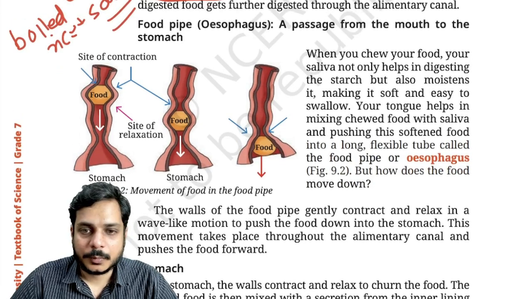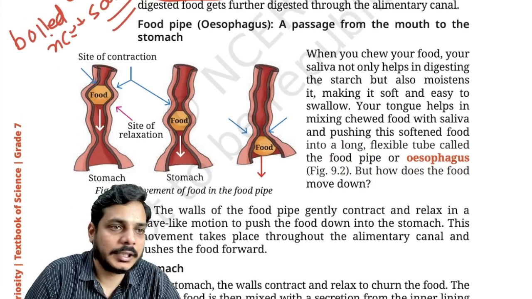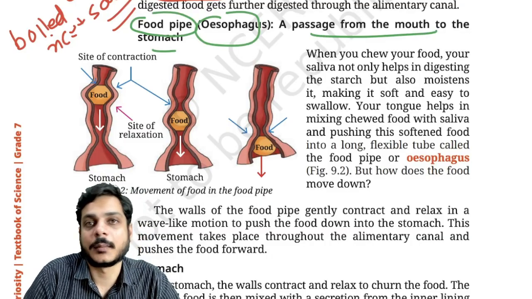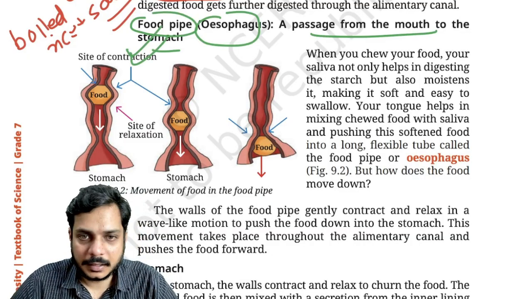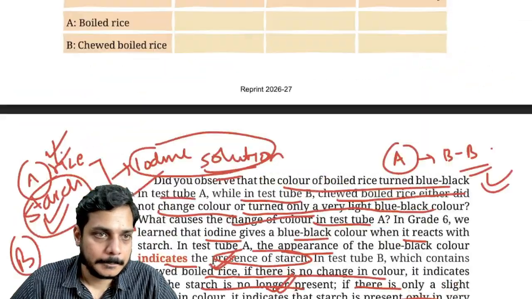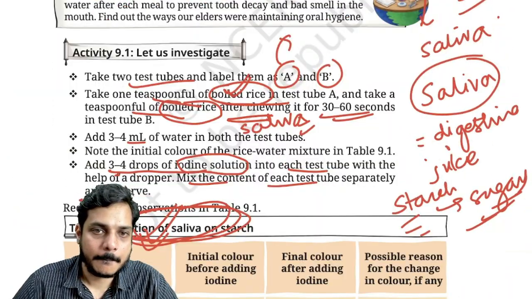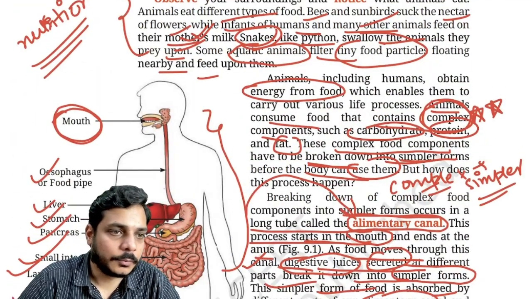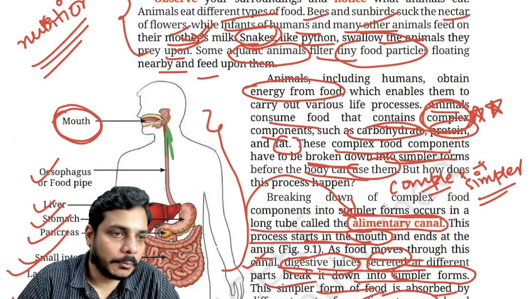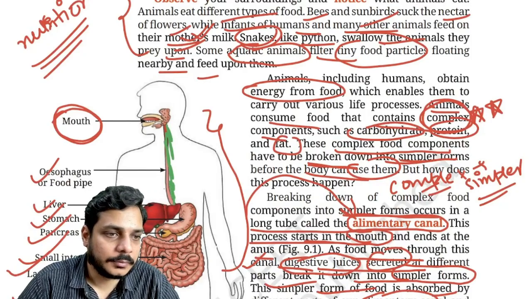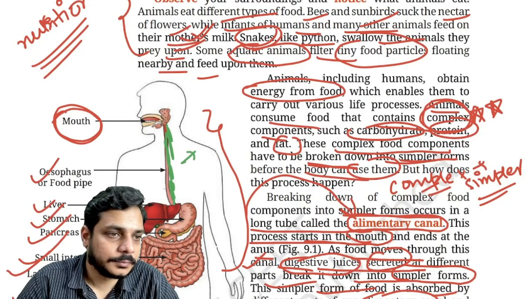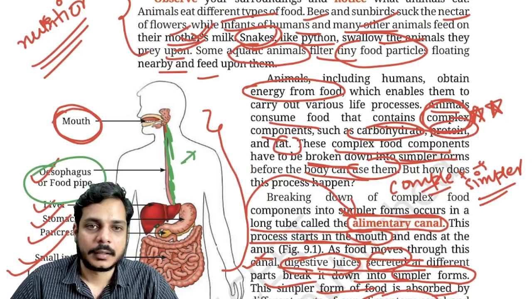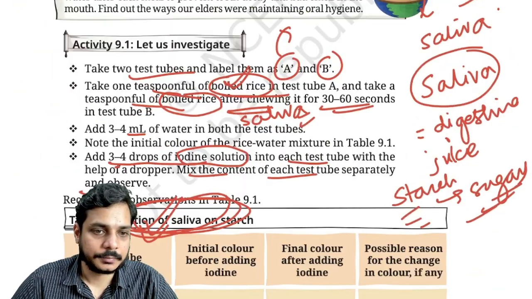Now, coming to this portion, the food pipe, also known as the esophagus. This is a passage from the mouth to the stomach. This is the intervening part. If you want to see the diagram, here it is. This is the food pipe. It extends from the mouth up until the stomach. Let us see what happens here.